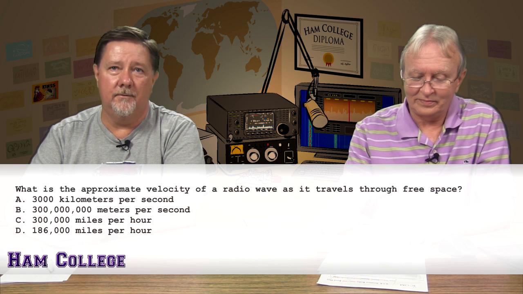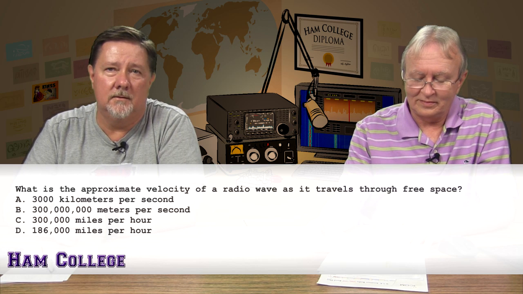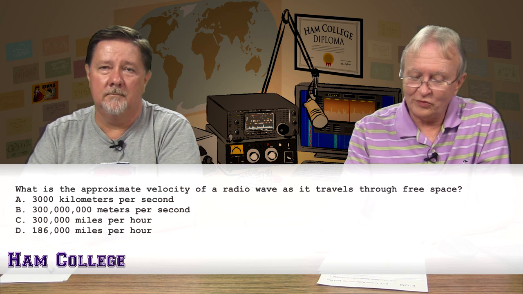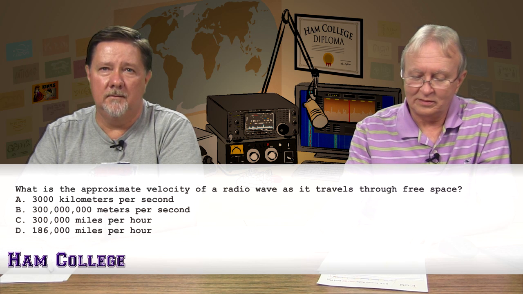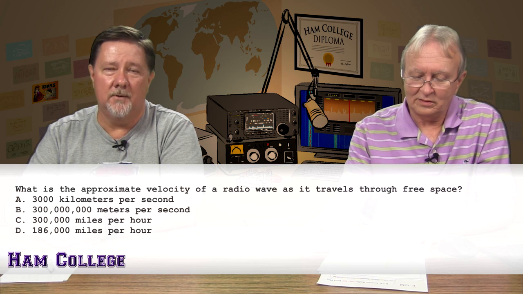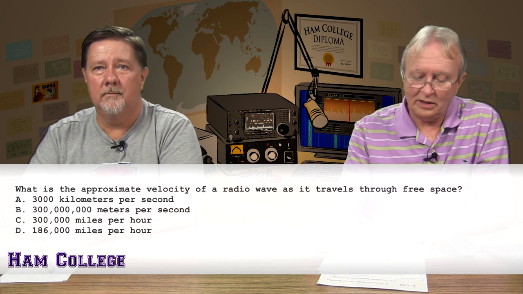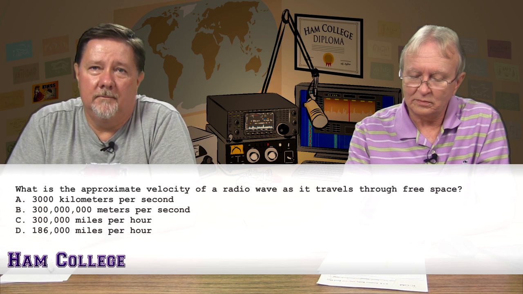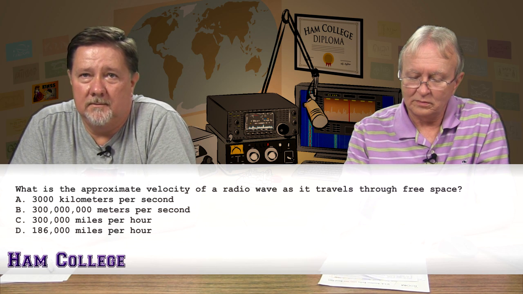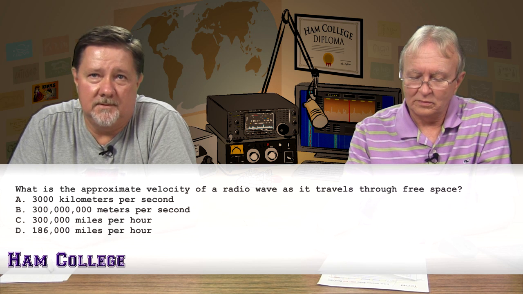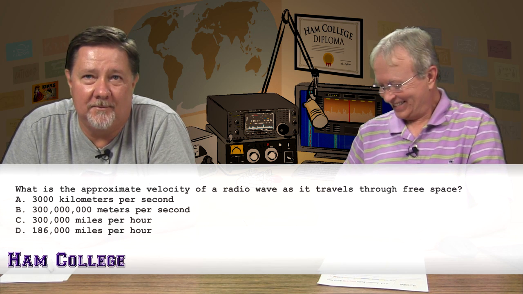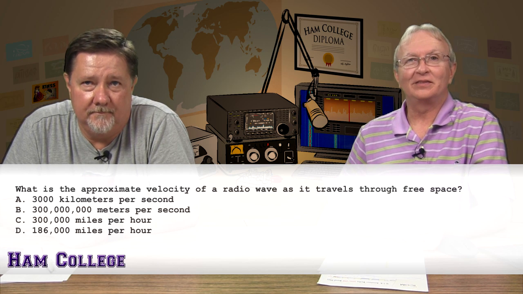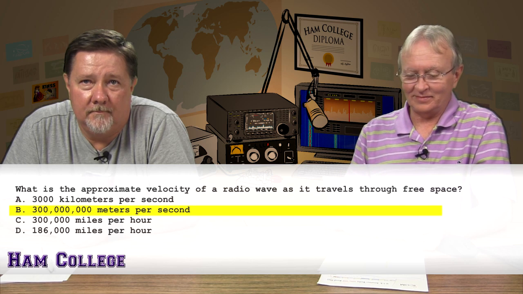A, 3,000 kilometers per second. Or B, 300 million meters per second. C, 300,000 miles per hour. Or D, 186 miles per hour. Well, I think it would be 186,000 miles per second. I'm going with B, and I only. So 300 million meters per second. Mm-hmm. You got it.